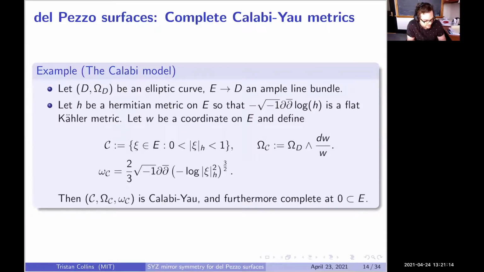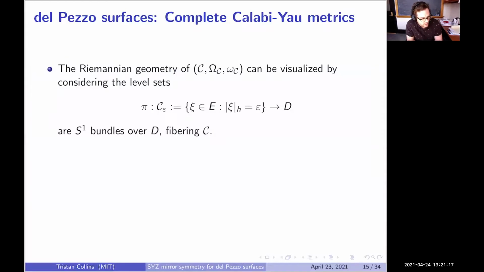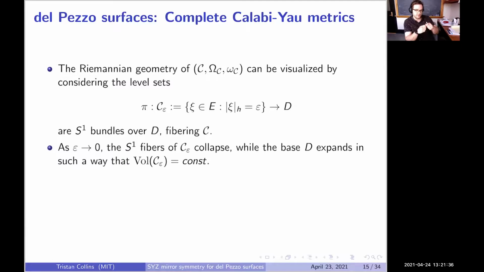Okay, so the way to view the Riemannian geometry of this picture is by considering these circles in this disk bundle. So these are S^1 bundles over D, which foliate the total space of this Calabi model. And you can just write out what the metric is. What happens is that as you shrink these circle bundles, these circle fibers collapse, but the base is expanding. So the D in this metric geometry is expanding in such a way that these circle bundles always have fixed volume.